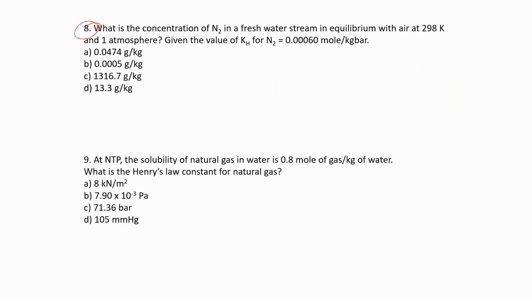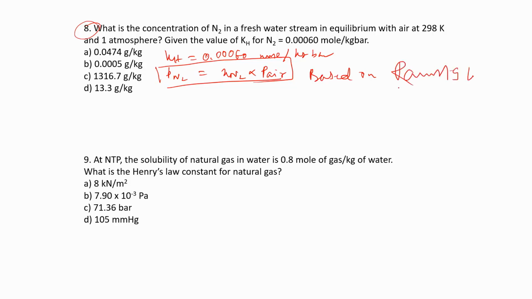This next question is very interesting. What is the concentration of N2 in a fresh water stream in equilibrium with the air at 298 Kelvin and 1 atmosphere? The value of K is given: K is equal to 0.00060 mole per kg bar. So this is the question. The partial pressure of nitrogen is equal to the mole fraction of nitrogen, which I have considered as X, into the total pressure. I have just written the equation. This question is actually based on Raoult's law, which I taught. You also try this question. Next class I will show you how it is done, because it corresponds to Raoult's law.